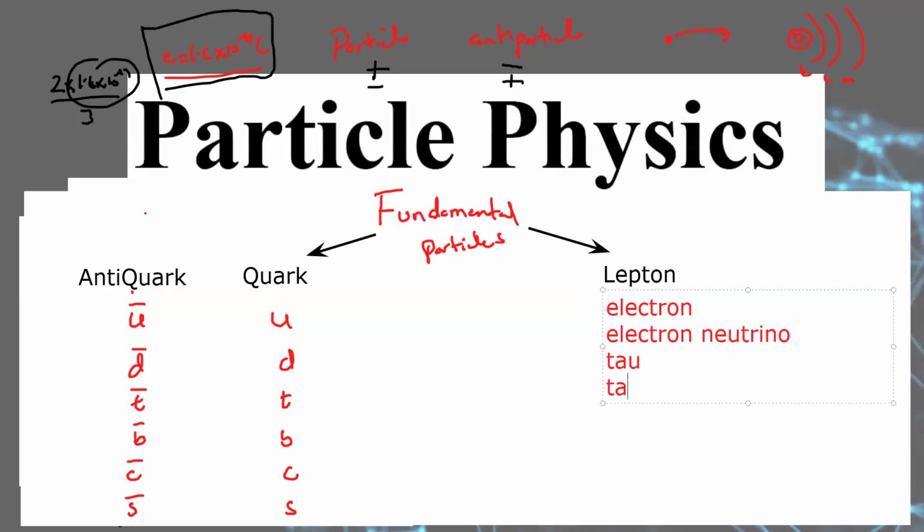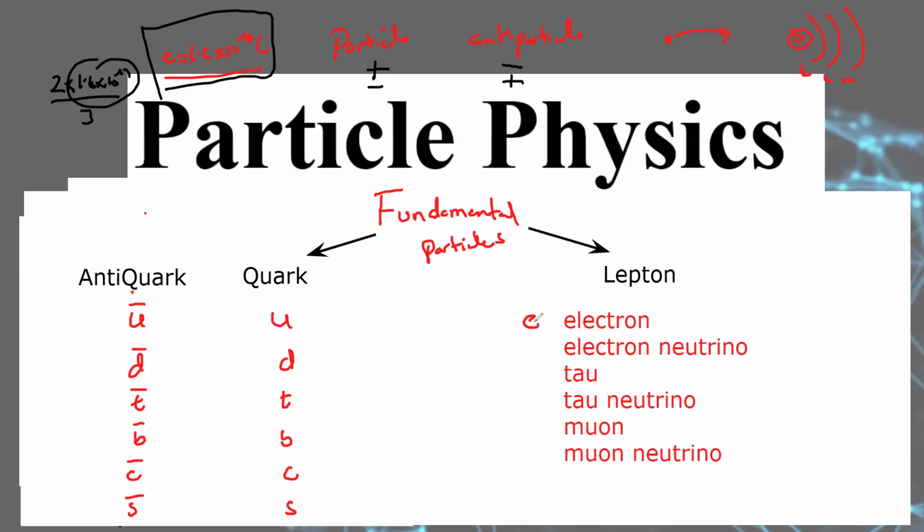Tau, tau neutrino. Muon, muon neutrino. So these are the lepton family. It is easy to remember their charges.